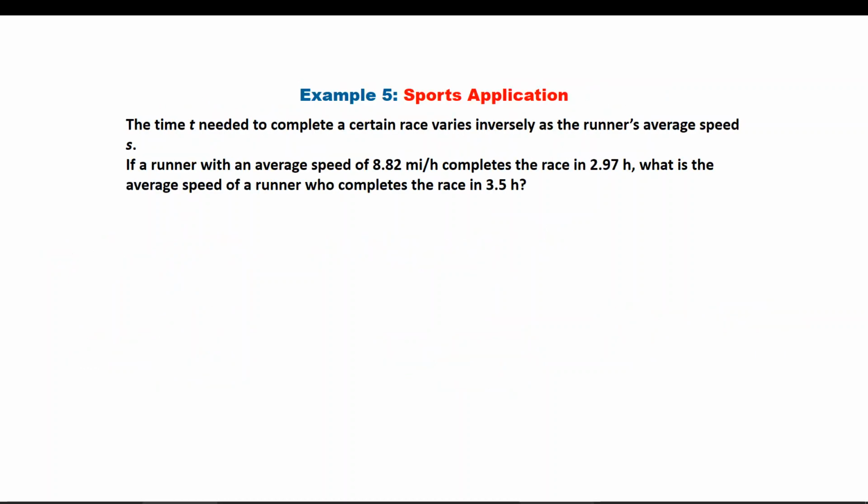All right, here's an example to help us clarify this. It says the time t needed to complete a certain race varies inversely as the runner's average speed s. So the first thing we want to do is figure out what our k is going to be. So we're going to set up our equation t, and notice it varies inversely. So we have k divided by s because it says it varies inversely with the runner's average speed.